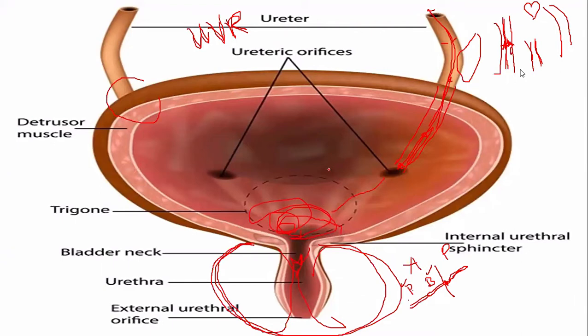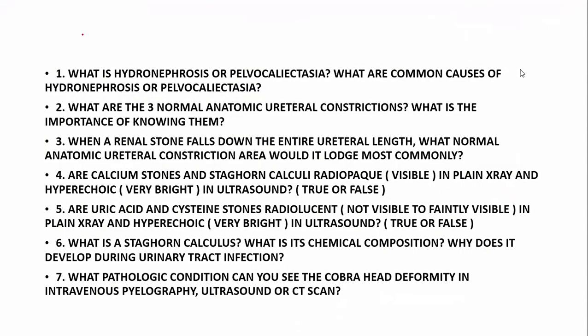Okay, next. So the next reflection question. What are the three normal anatomic ureteral constrictions, and what is the importance of knowing them, doctor? The three constrictions are the ureteropelvic junction, the second is the crossing at the bifurcation of the iliac vessels, and the ureterovesical junction. Okay, very good.